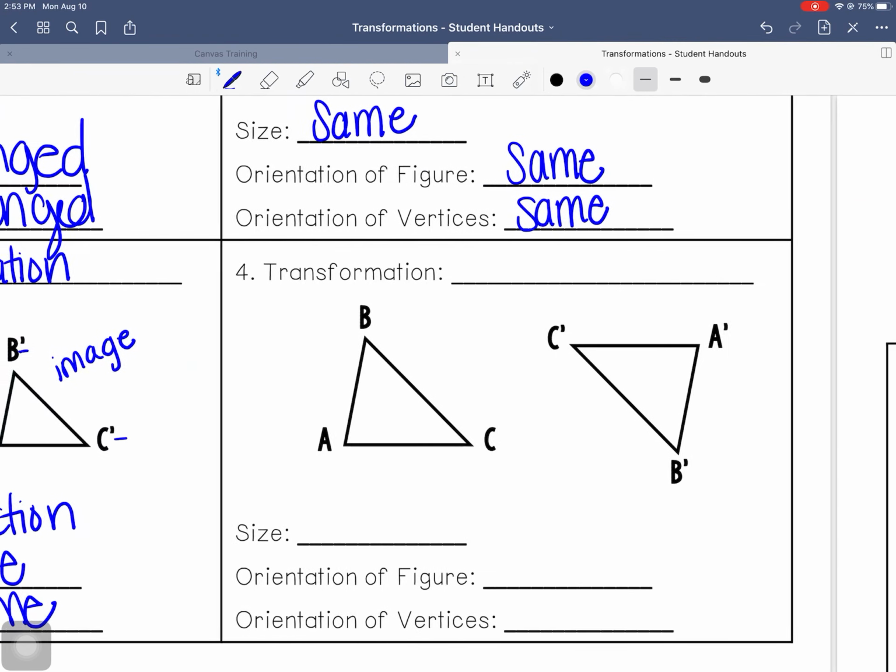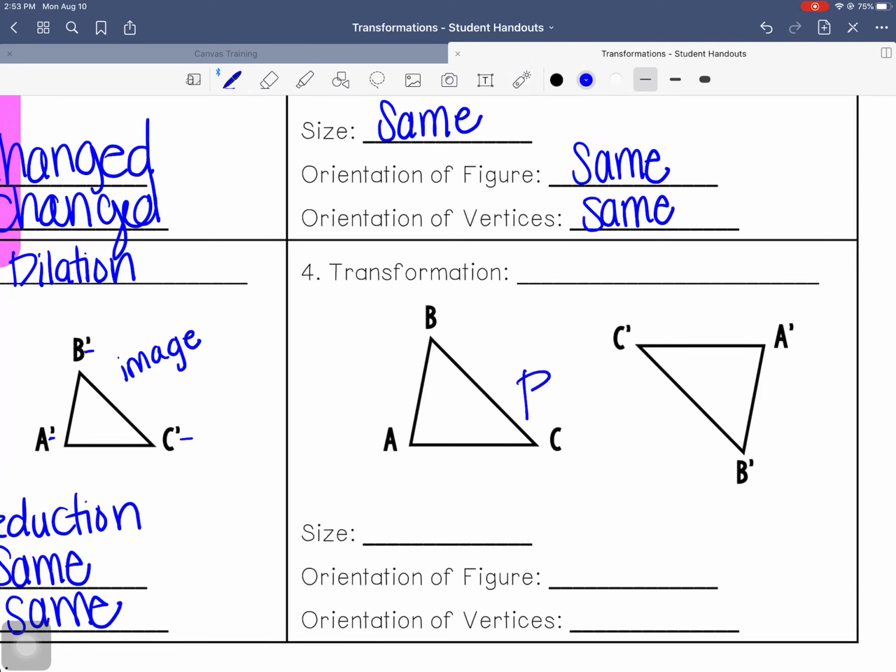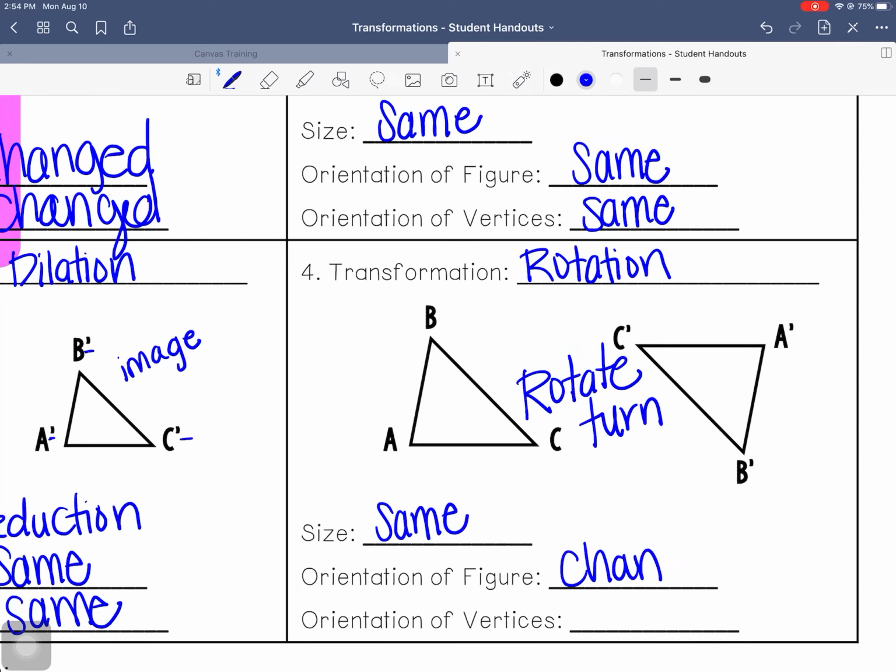All right, last one. Well, there's only one more left, but if I look at it, it looks like the image is flipped upside down. I would call that a rotation. Okay, the size is the same. The orientation of the figure, it's changed. The B's on top and B prime is on bottom. So that shows me that the figure is turned. Now, for orientation of the vertices, it still goes from A to B to C, and over here it's A, B, C. So those actually stayed the same. Even though they look different, they stayed the same.